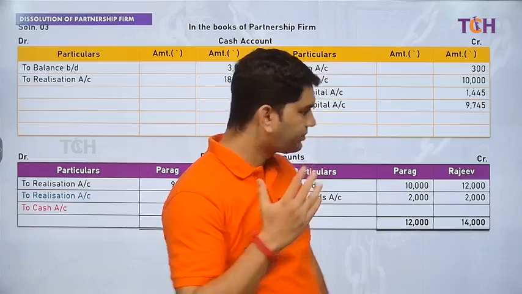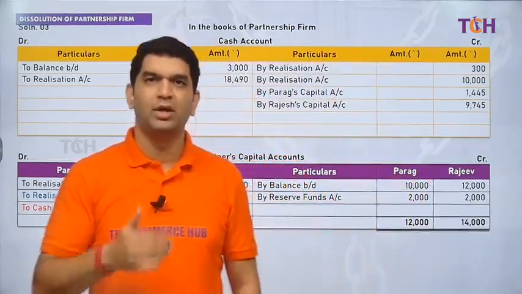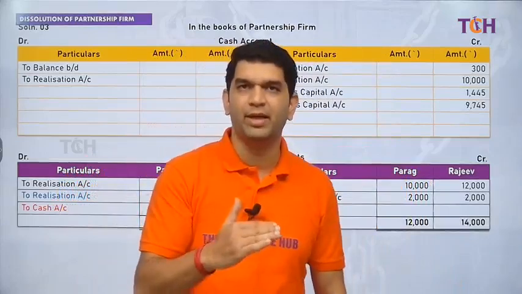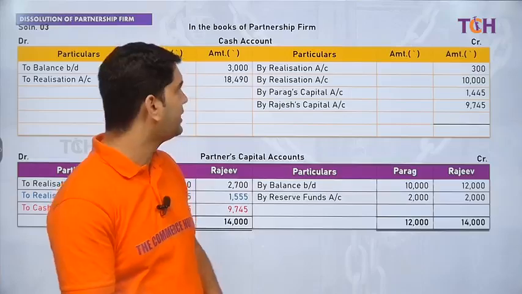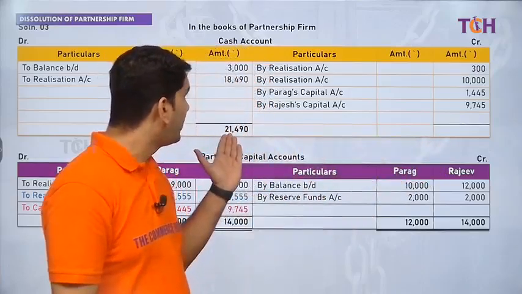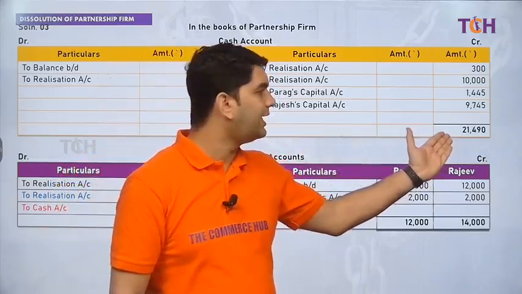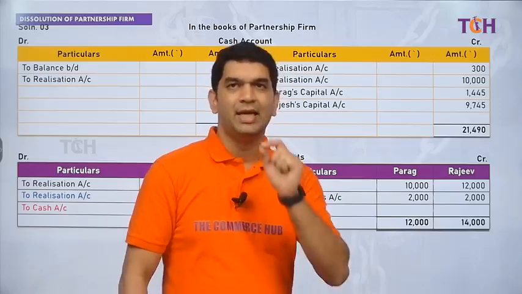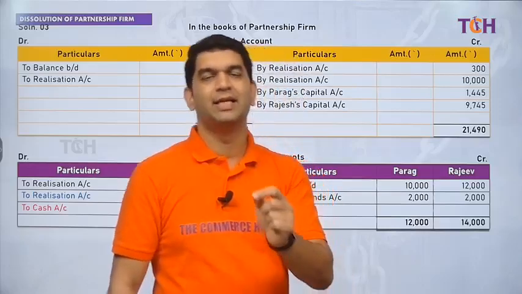And now what we'll do is we'll take total of cash account. It should be same. Debit and credit should match. It should tally. So here we go. Let us take total. Total are 21,490 for debit. Also 21,490 for credit. That means our cash account is getting tallied and here ends our question.